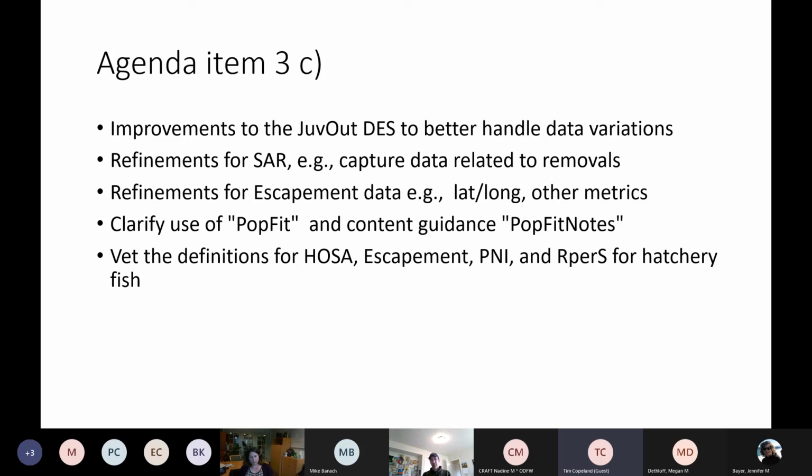And then one that popped up more recently from the HCAX, the Hatchery Coordinated Assessment Exchange process that Jen briefly referred to, is one of the groups of hatchery fish indicators and metrics that we were interested in developing more fully, to have that type of data flow through the Coordinated Assessment Partnership database, the CAX. It had to do with HOSA, hatchery origin spawner abundance, escapement for hatchery fish, PNI related to hatchery fish, and recruits per spawner for hatchery fish.